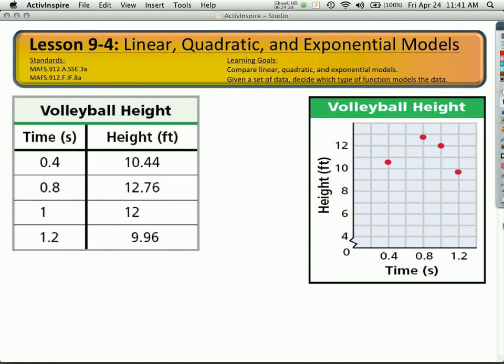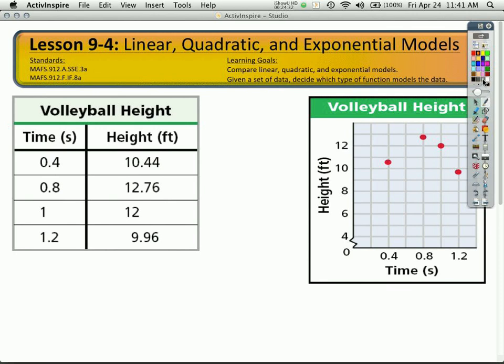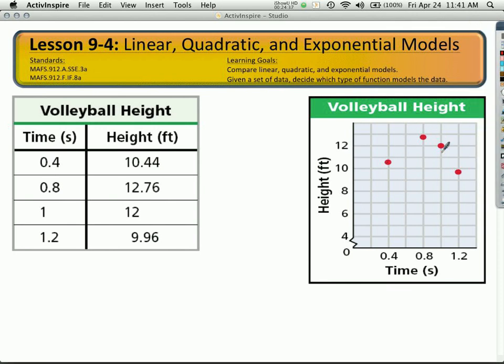So this actually turns out to be a quadratic relationship, because you should be able to see the parabolic nature of this. Like that.